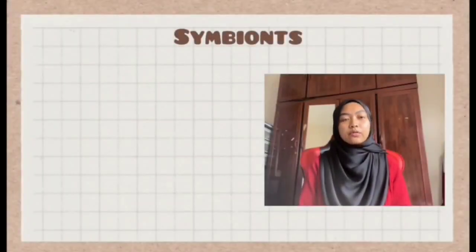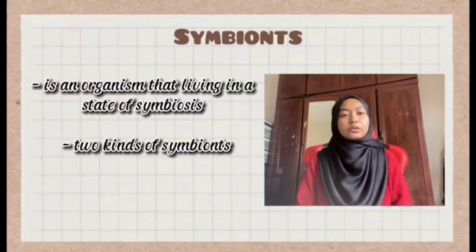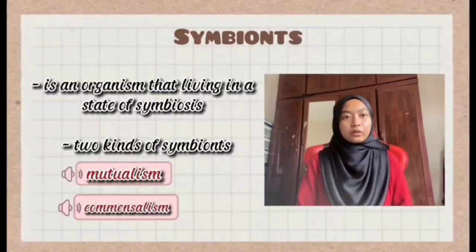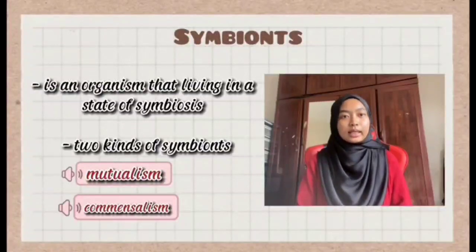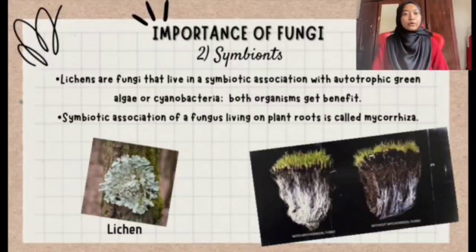Symbiosis is another importance of fungi. A symbiont is an organism living in a state of symbiosis. There are two kinds of symbiosis, which are mutualism and commensalism. Examples of mutualism are lichens and mycorrhiza. Lichens are mutual relationships between fungi and green algae or cyanobacteria. Both organisms benefit: the algae make food and the fungi supply moisture, shelter, and anchorage.